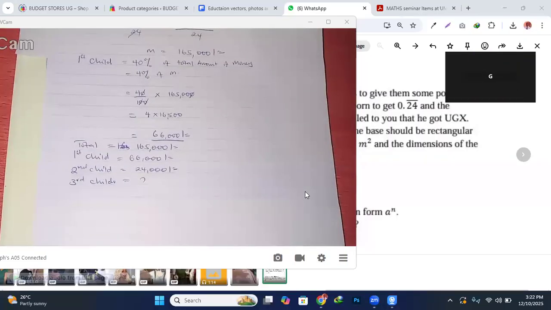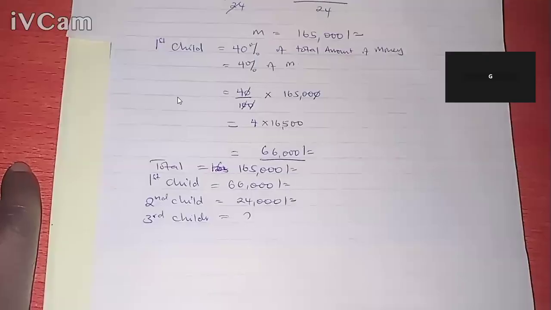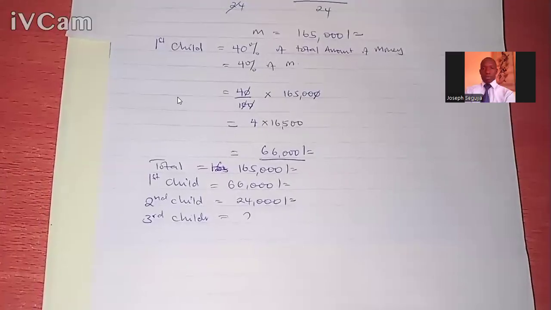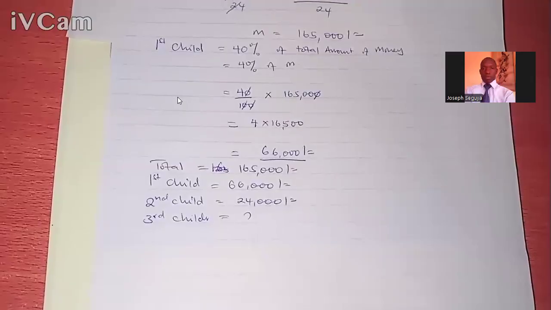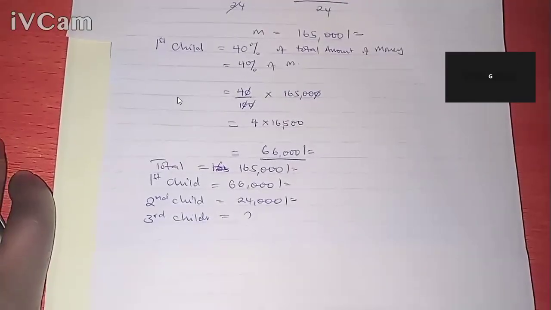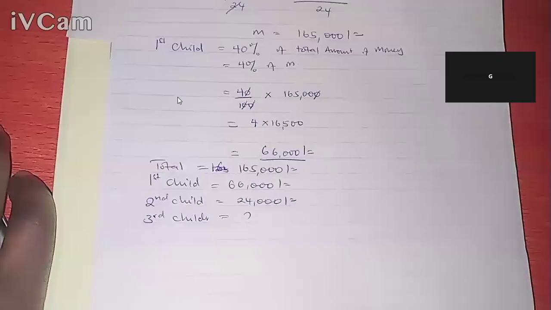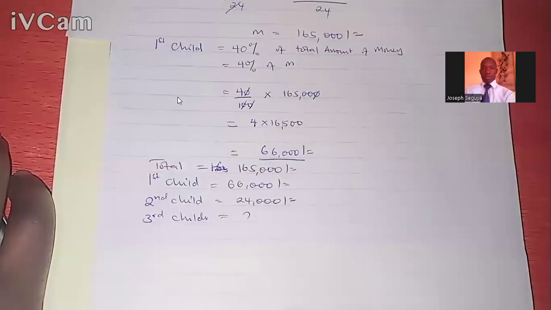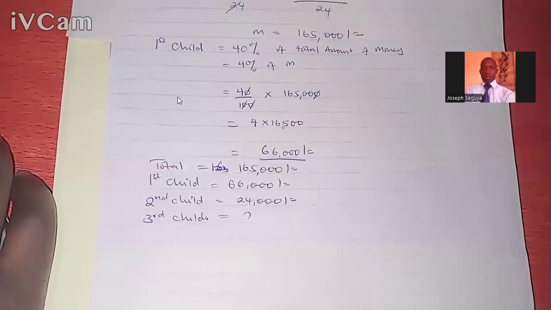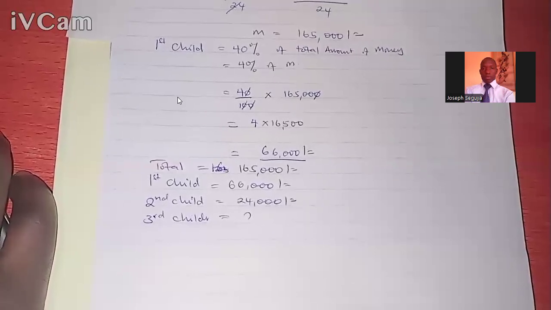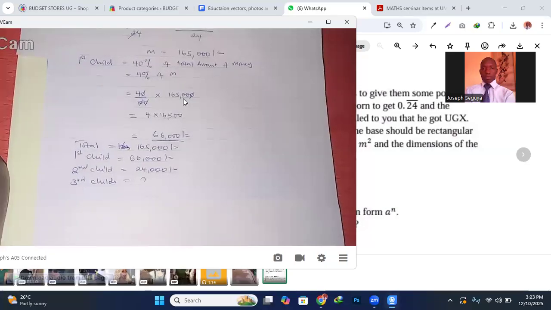Teacher, for me, I think we should subtract the total with the total amount of money got by the first and the second child. First, subtract the total amount of money got by the first and second child. Okay, that's okay. Thank you, Georgia. What do you have to say, Gabriel? Gabriel, what do you have to say?